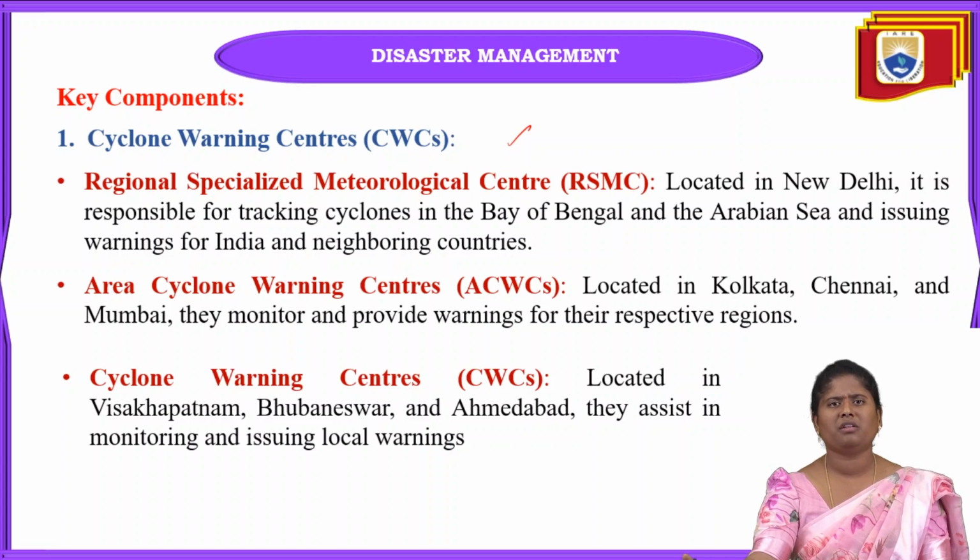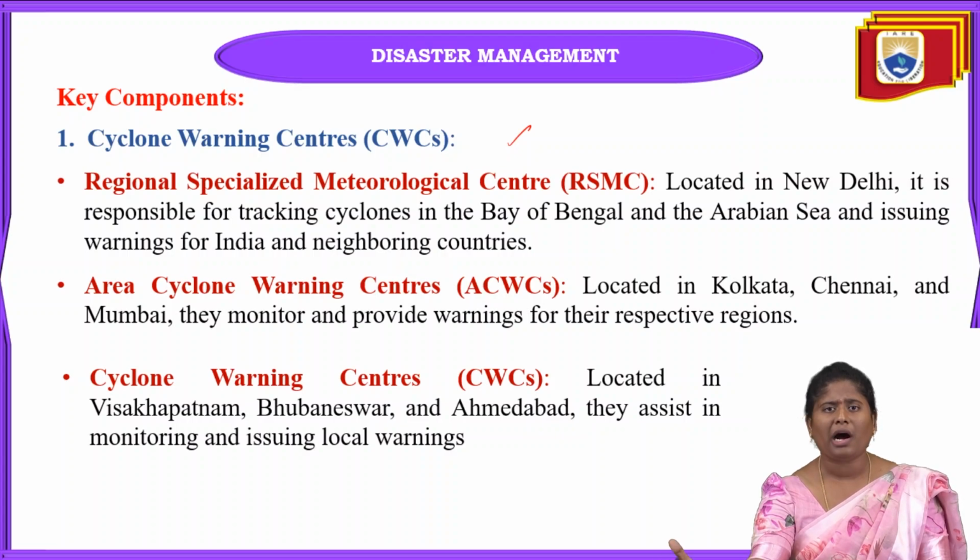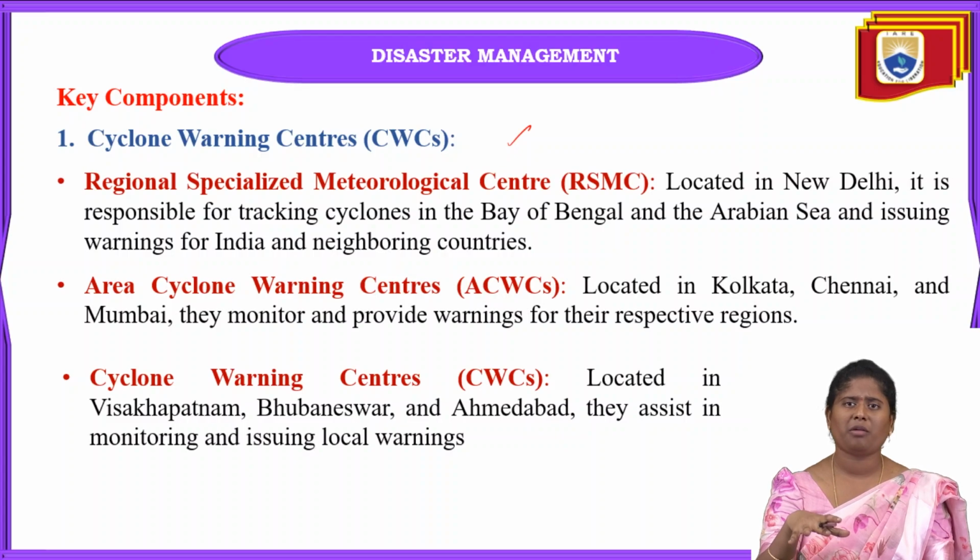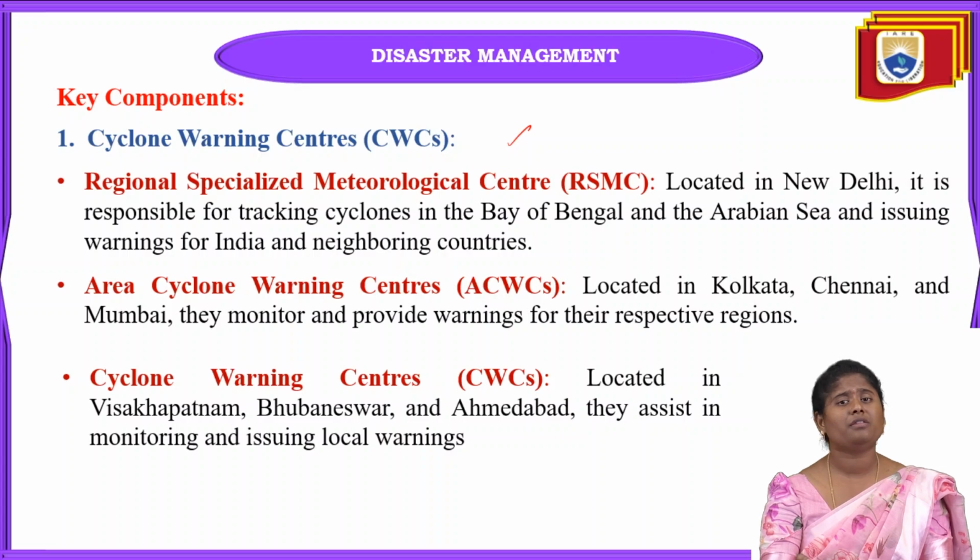Arabian Sea. Arabian Sea is nothing but near the Lakshadweep Islands, and the Bay of Bengal is nothing but the Andaman and Nicobar Islands. Okay, nearby the Bay of Bengal or Arabian Sea, that meteorological center will be monitoring that area and predicting, and after predicting, if any cyclone is going to happen, they will issue warnings for India and for the neighboring countries also.